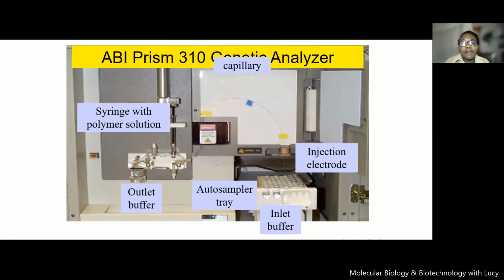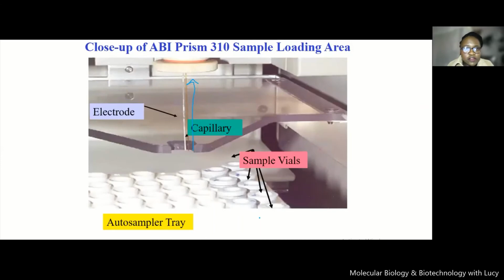So this is an automated capillary system of a genetic analyzer that, once you are done, gives you the results in form of peaks, and it will also give you the allele numbers. Yeah, so this is a closer look at the sample loading area. We have the sample vials, we have the capillary system, and we have the electrode that gets into the sample, picks up the sample, and then puts it into the capillary system.